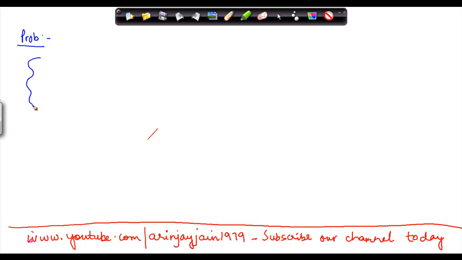There was a wire lying around, and what Mohan did was he formed a square out of this wire. The side of the square when he formed this wire was 20 centimeter.